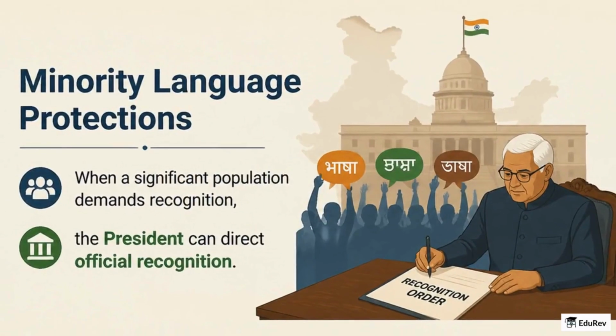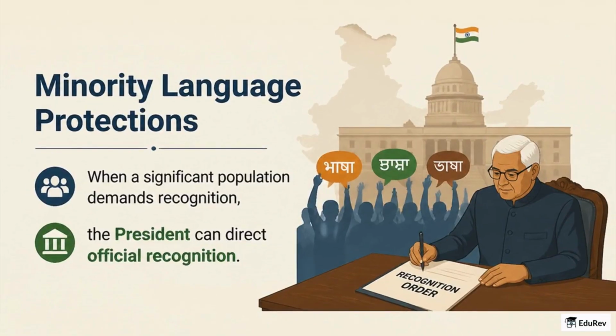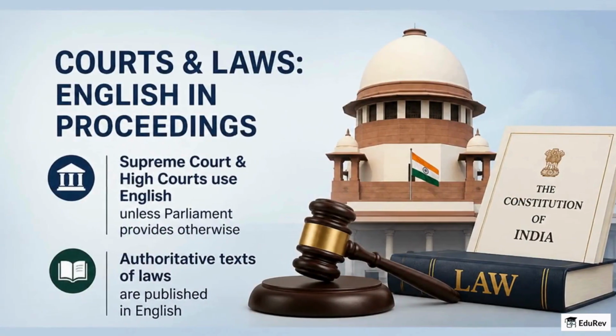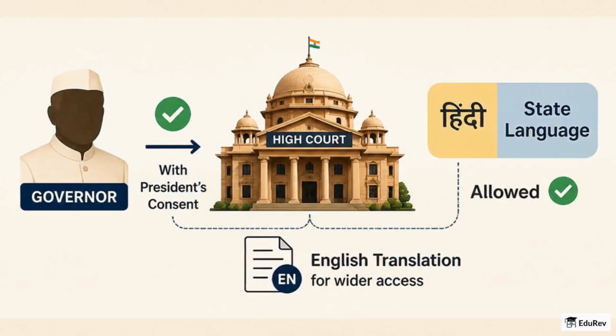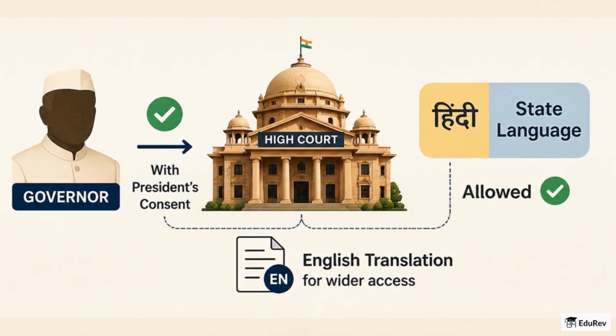There are protections too. If a significant population in a state demands official recognition of a language, the president can direct its recognition to protect minority linguistic interests. Courts and laws bring another layer. The Supreme Court and High Courts use English in proceedings unless Parliament provides otherwise, and authoritative texts of legislation are generally published in English. But the governor, with the president's consent, may allow use of Hindi or a state language in a high court, provided an English translation is available for wider access.